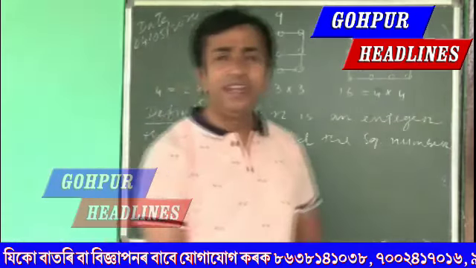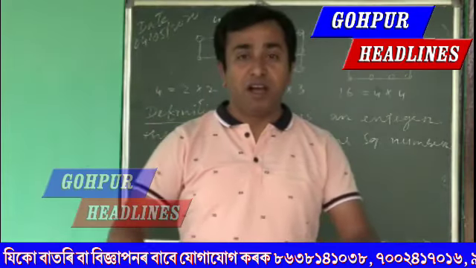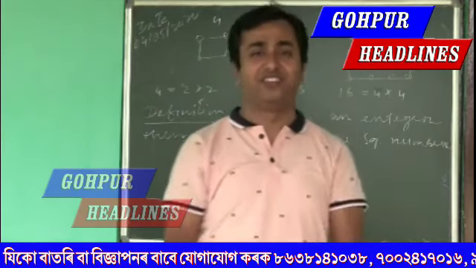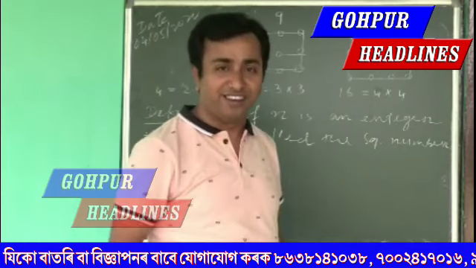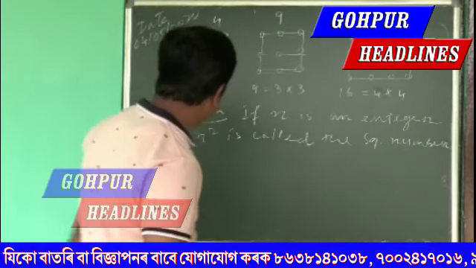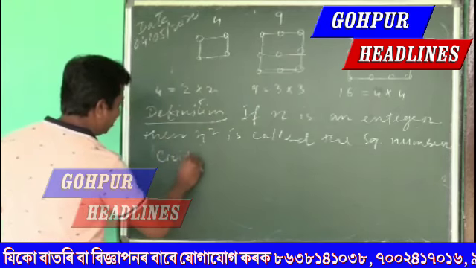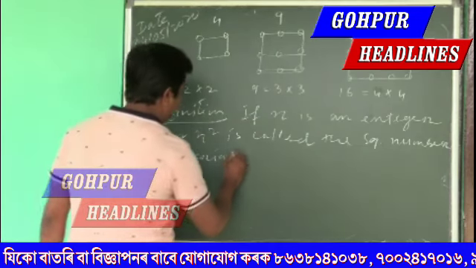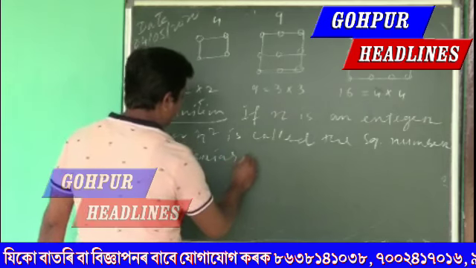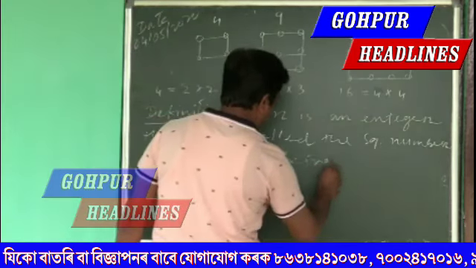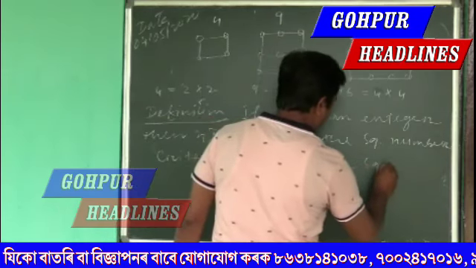Now, for a number to be a square number, what are the criteria? Let us learn about that. Okay, right? Fine. So let me write some criteria for being a square number.